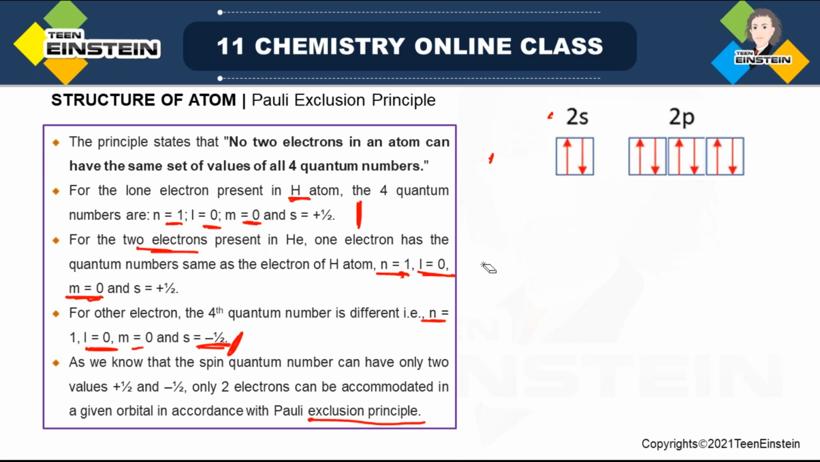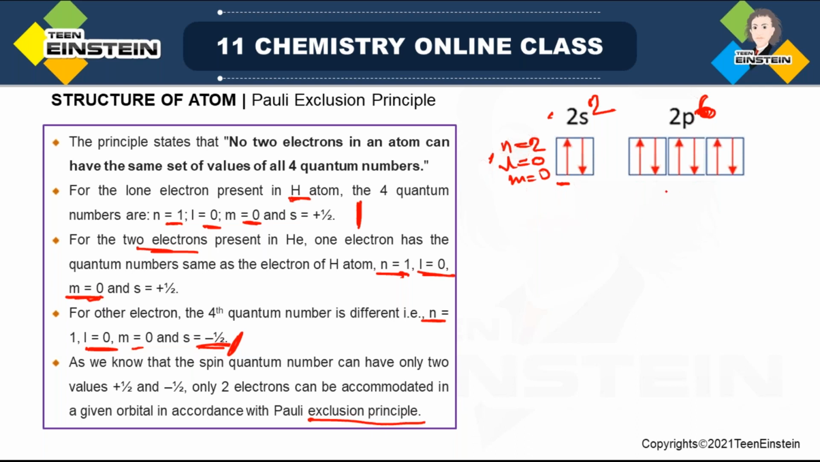Here we have this configuration. How many electrons? Here we have 2s 2 electrons and 2p 6 electrons. Total 6 electrons in the p, right? So for 2s electrons, we know n value is 2, l is 0, m is also 0. For the spin quantum number, for the first electron it is plus half, the second one is minus half.